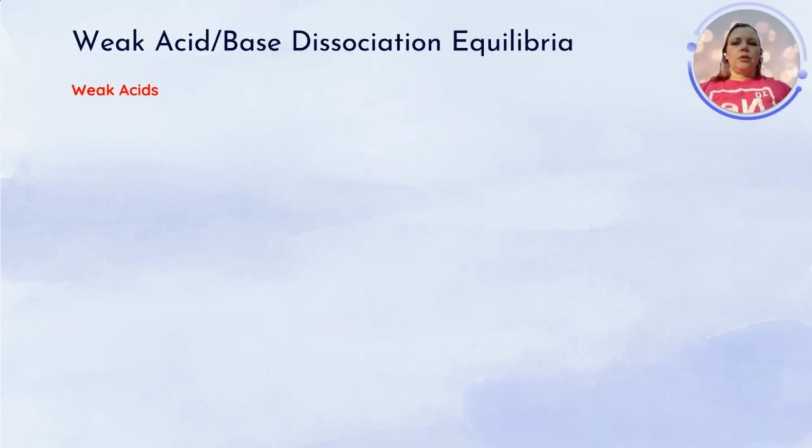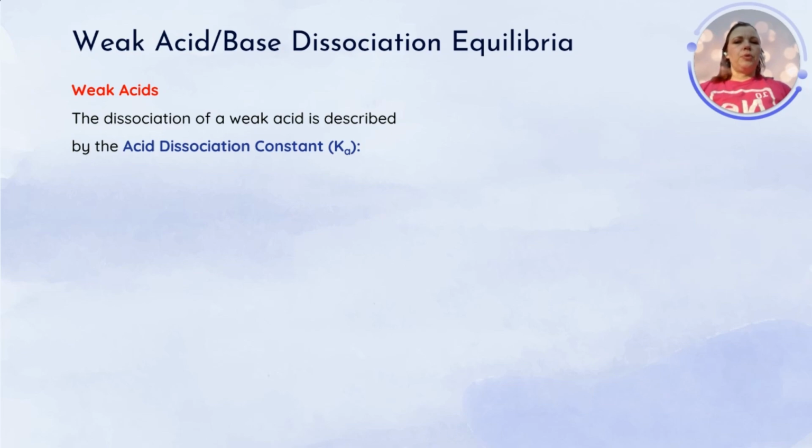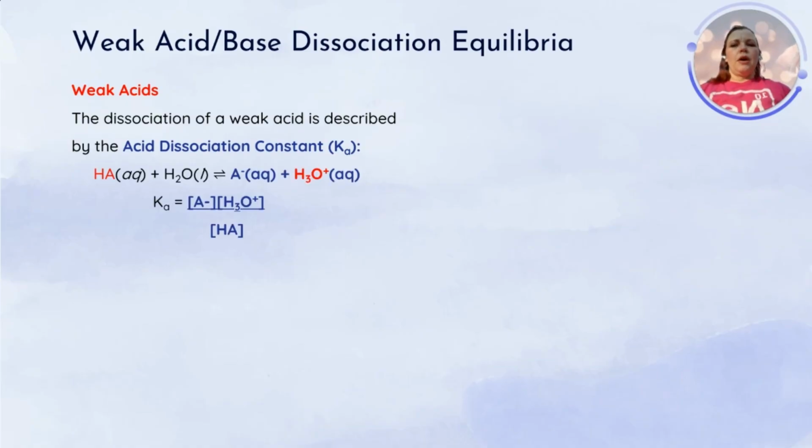So let's look at the equilibria here. With weak acids, the dissociation of a weak acid is described by the acid dissociation constant, which is Ka. So we can write the expression of the dissociation of a weak acid by adding water as a reactant, and then it would produce your A minus and then hydronium, which, remember, is the conjugate acid of water, and then your A minus is the conjugate base, and so then this would be your Ka expression.